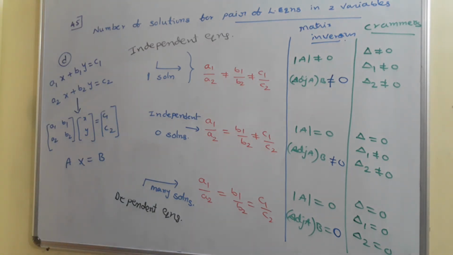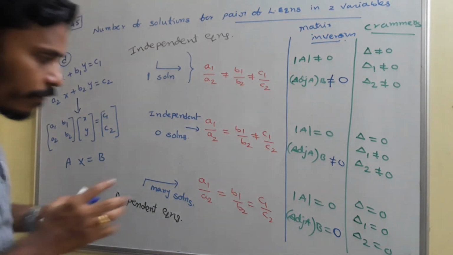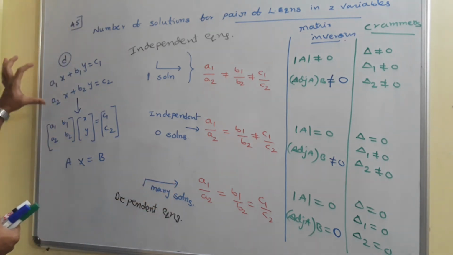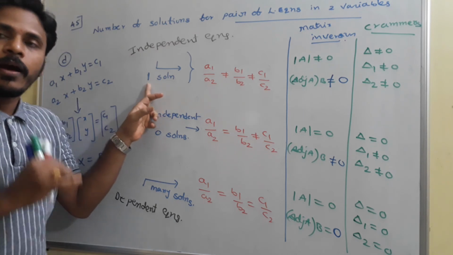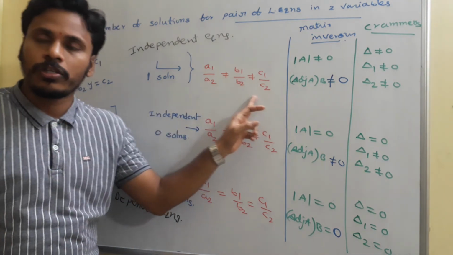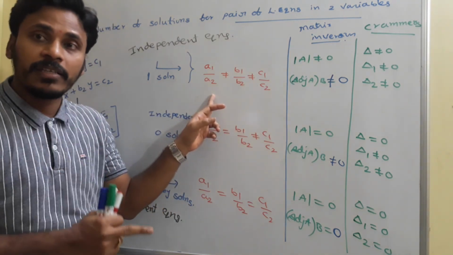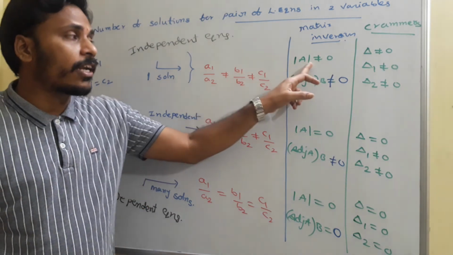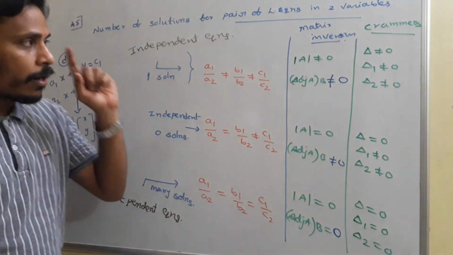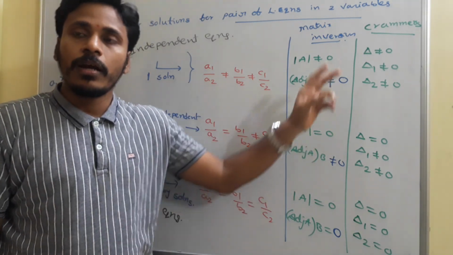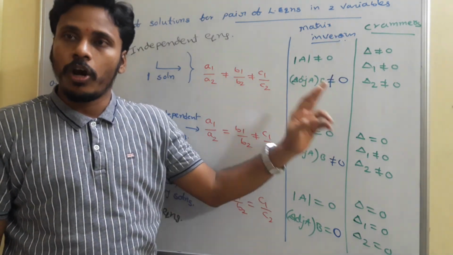So at the end we have different restrictions. If this system of linear equations in two variables has one solution, algebraically we say these ratios are not equal. From the matrix inversion method side we say that delta is non-zero, adjoint A into B is also non-zero, and from Cramer's method side the restrictions are delta, delta 1, delta 2 are non-zero.